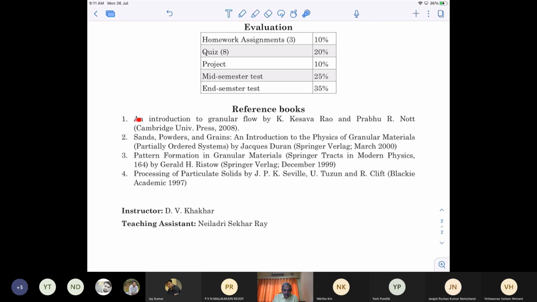So far, I would say the best book for the course would be An Introduction to Granular Flow by Kesava Rao and Prabhunath. But there are other books also which have been written, and I will look at those, but not in so much detail.